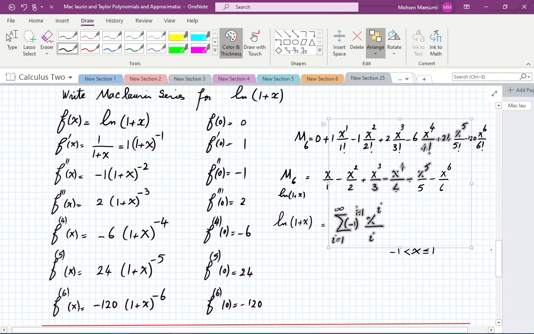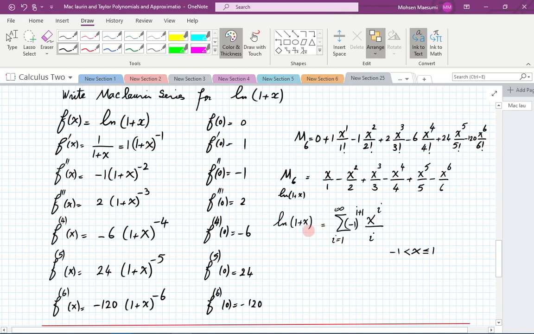Maclaurin series last time for logarithm of 1 plus x. We said it has a very simple format to it. x over 1 minus x squared over 2 plus x cubed over 3 minus, and so on. So the sign is alternating. The denominators are just natural numbers. No factorials, they got cancelled out. We just have 1, 2, 3, 4, 5, and so on. So this thing is an approximation of logarithm of 1 plus x. For a better approximation, you just include more terms in it.